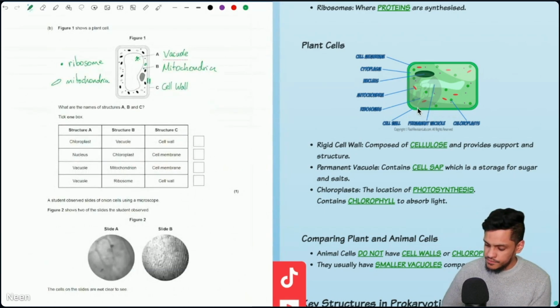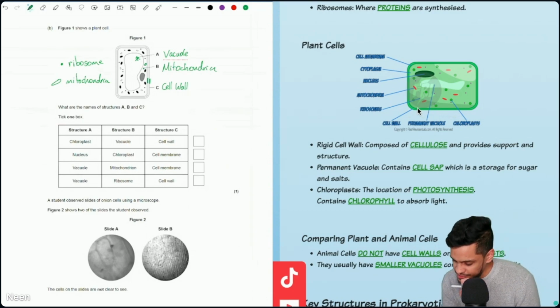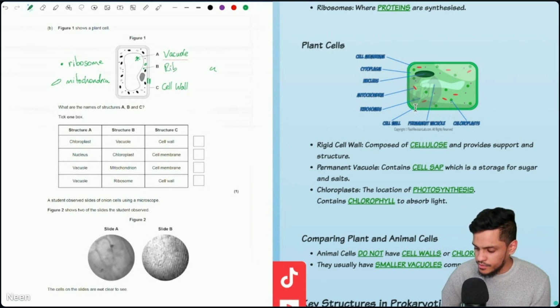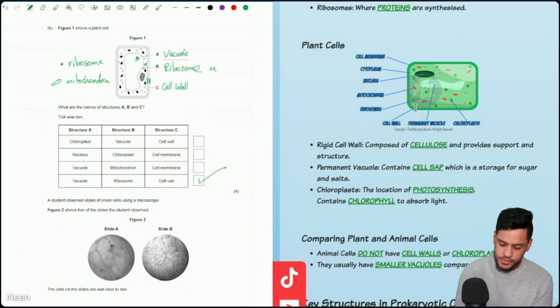So the answer is vacuole, mitochondria, and cell wall, which isn't there. Vacuole, no, why did I write mitochondria? Sorry, not mitochondria. This is a ribosome, isn't it? I said the circular ones are ribosomes. Sorry. So that is a ribosome. So the answer is this one. Vacuole, ribosome, cell wall.